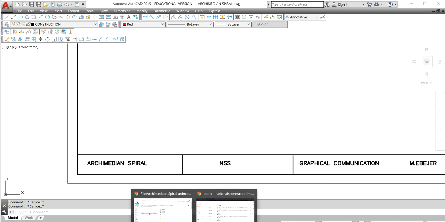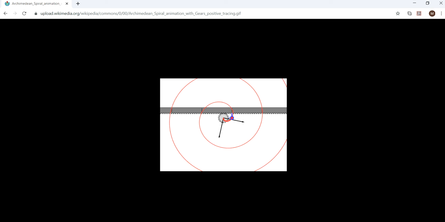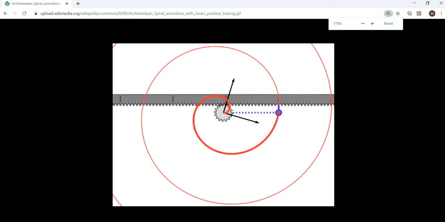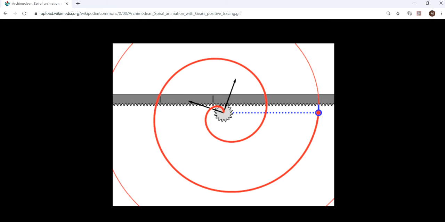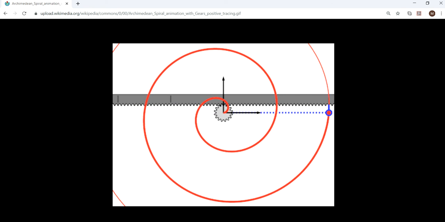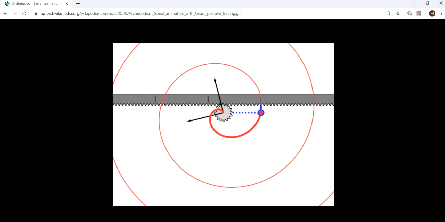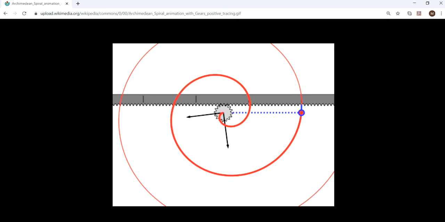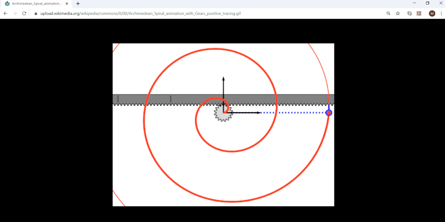Here I'm going to show you an animation of what I'm talking about. Look, in this diagram, here we have the point which is moving in a straight line, linear velocity, and at the same time is rotating. So that is the profile which we call the Archimedean spiral. Okay, now I'm going to show you how we're going to plot this particular curve.